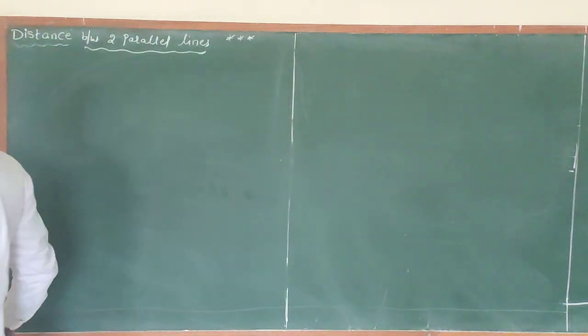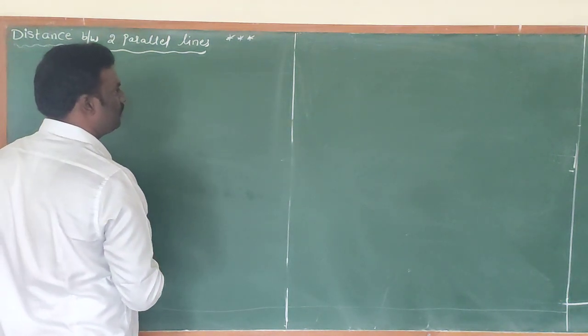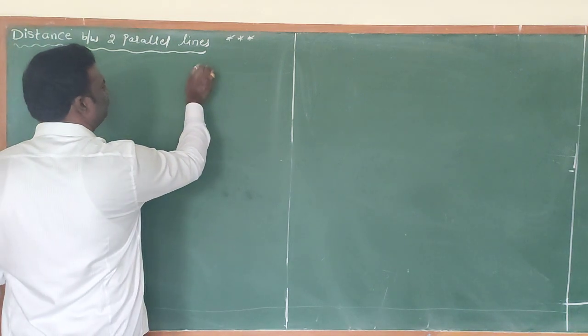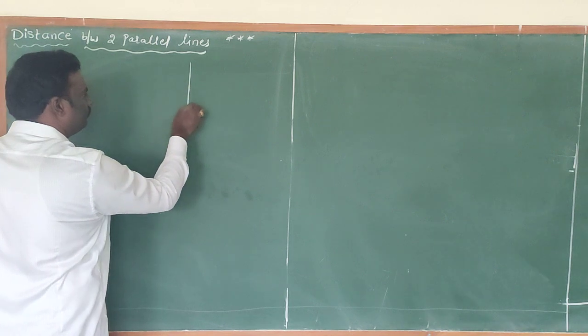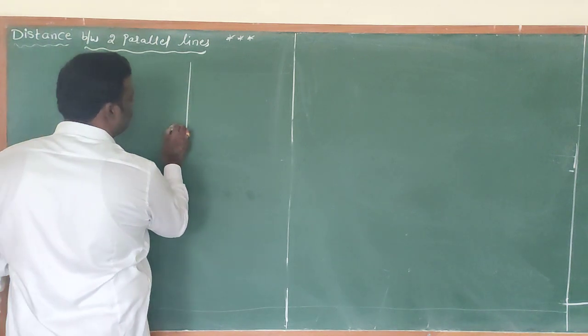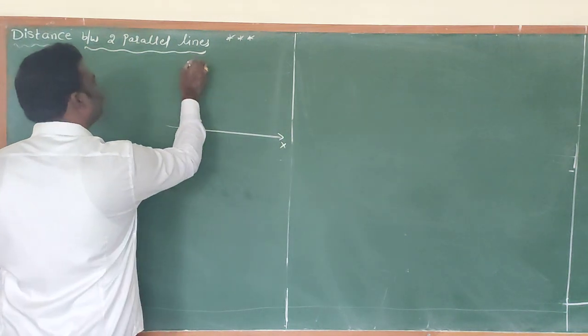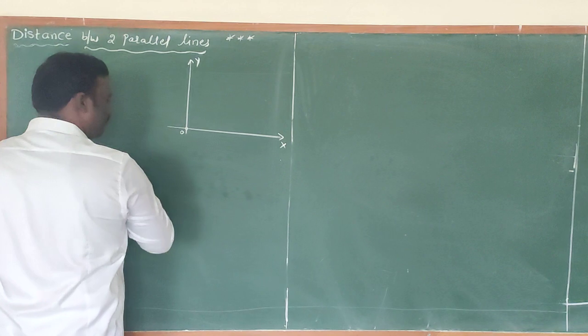Okay, distance between two parallel lines. How to find the distance? First, we will take a coordinate axis, x axis, y axis, and this is origin.